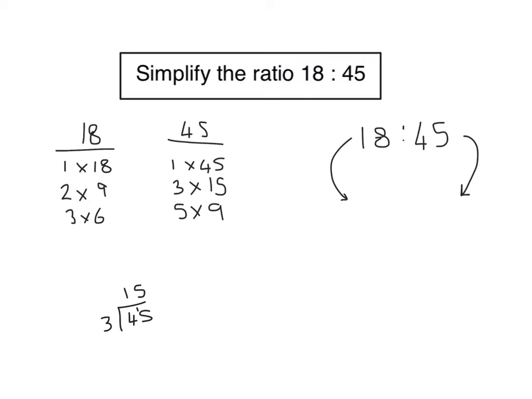So now I have to pick the highest number that's in both of those lists. The biggest number there is going to be 9. So I'm going to divide both sides of my ratio by 9. 18 divided by 9 is 2, and 45 divided by 9 is 5. So my answer is 2 to 5.